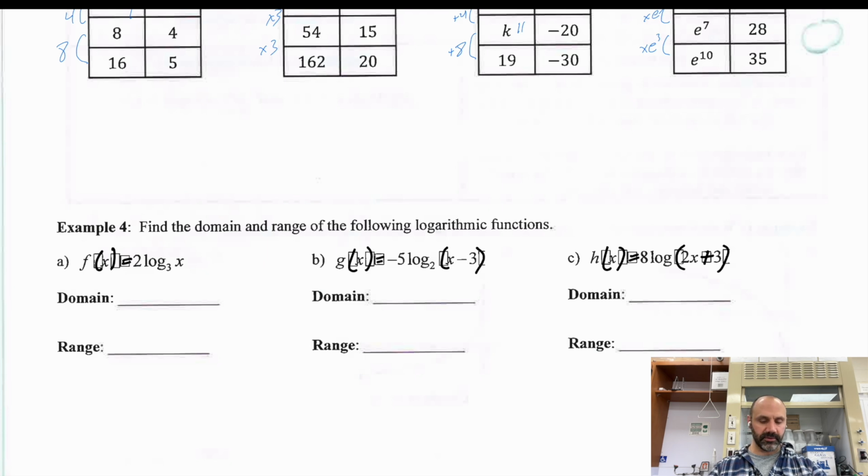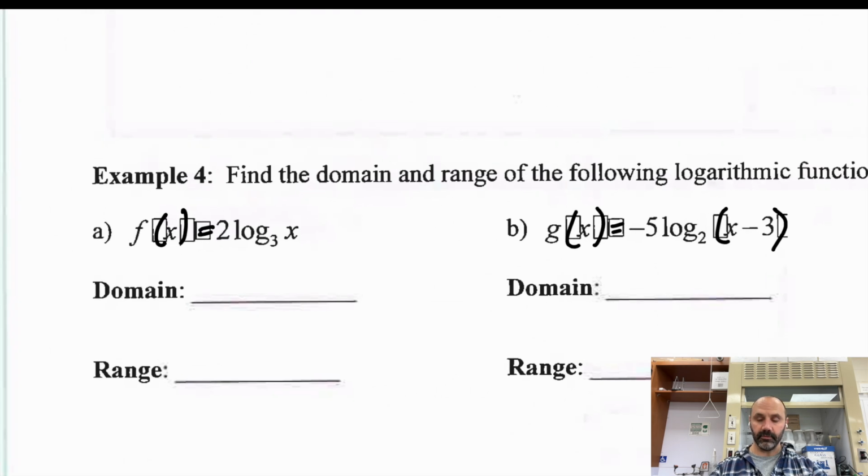Example 4 wants us to find the domain and range of the following logarithmic functions. And so what I have here initially in A, it's just a normal logarithmic function, the regular form. And so the domain is going to be 0 to infinity, and the range is going to be negative infinity to infinity. Normal domain and range for the basic function.